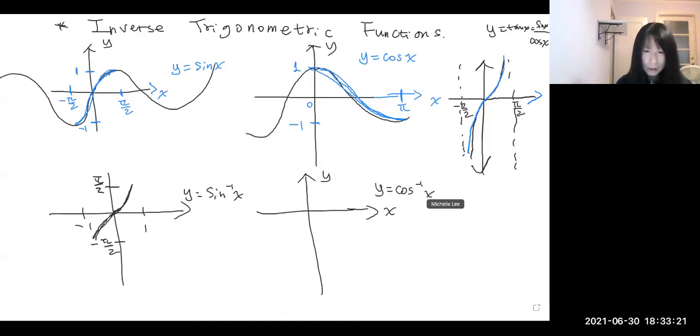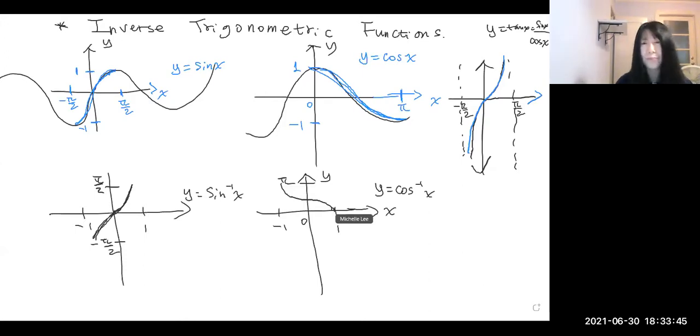This one will be pi, and this is 0, and -1 to 1. This will be the other way, cube, like that. Doesn't look good.